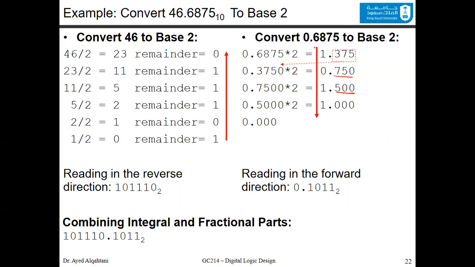Now, what to do to record it? You start in order of the operations. So you say 1011, and you record it this way, 0.1011. Now, what to do? At the end, you combine the integral and the fractional part like this. You take this part here, point, and you take this part here. And this is going to be the full conversion. This is the second method, and I suggest in our class that we always use the second method.